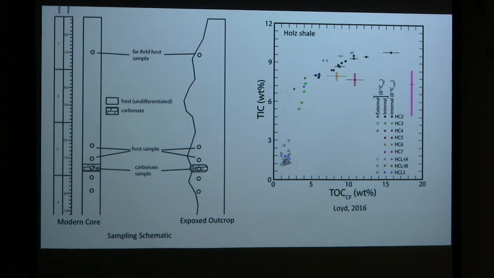So, the sampling schematic. Previous studies, like the one done on the Holt Shale, took samples from dolomites and host samples that were already exposed in outcrops. So this is open to the atmosphere, which subjects it to weathering. Our samples from the modern cores are still modern, still soft, they haven't been lithified, and they have, of course, not been exposed to the environment. So a comparison was done.